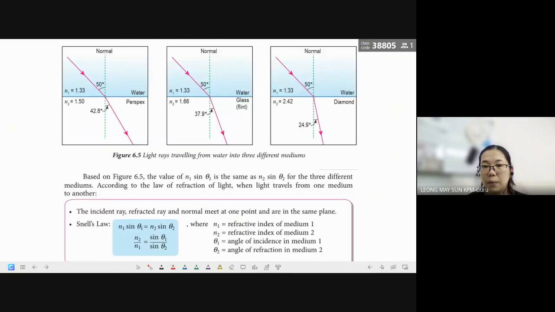Okay, so the next part of this, light rays traveling.